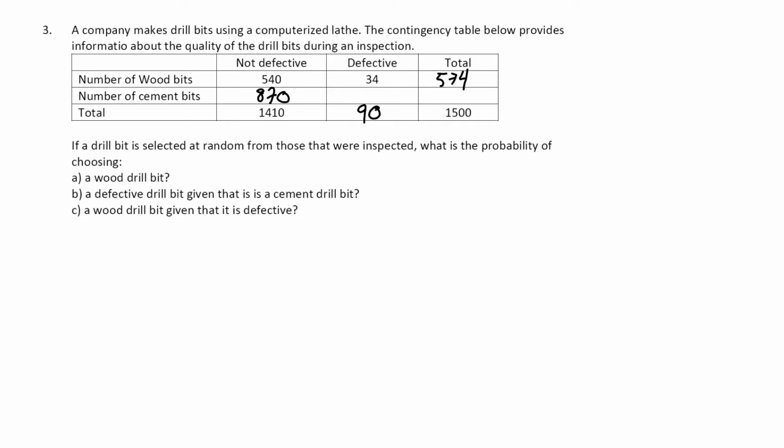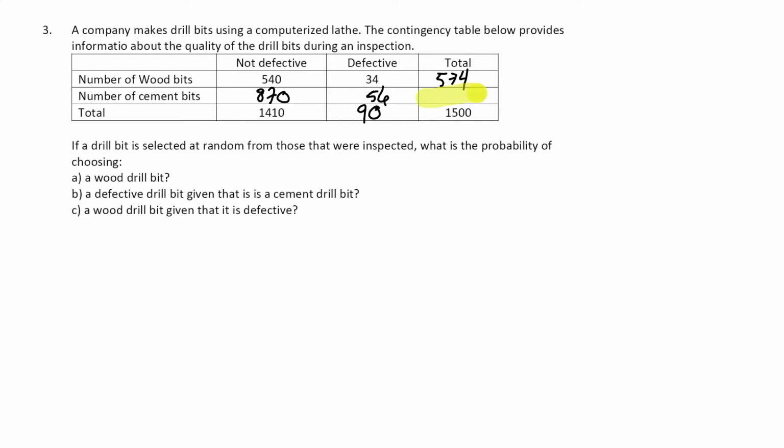With that information, now we can go ahead and finish that column. We know that the number of wood bits and cement bits that are defective have to total 90. We've already got 34, which means that we need to have 56 more in that column. So the number of cement bits will be 56.